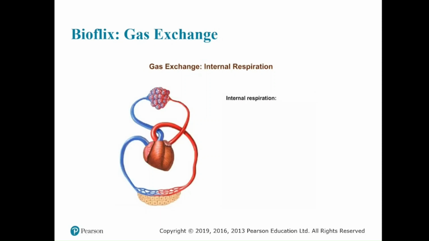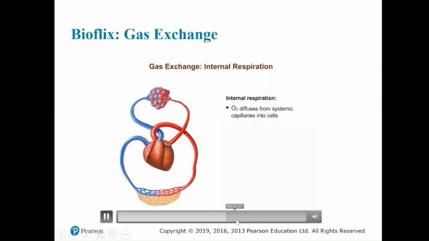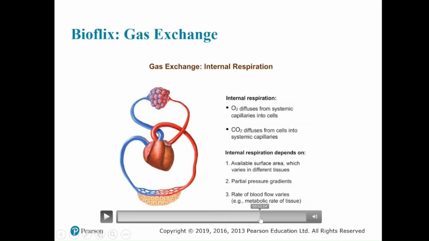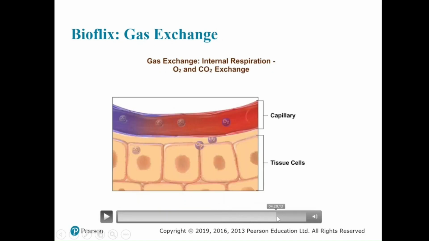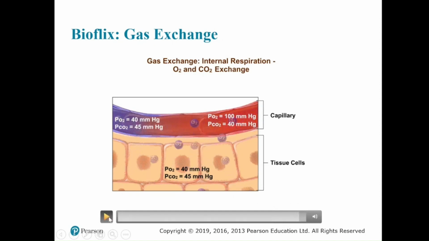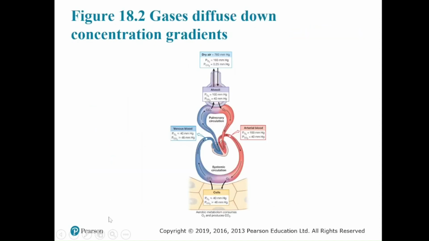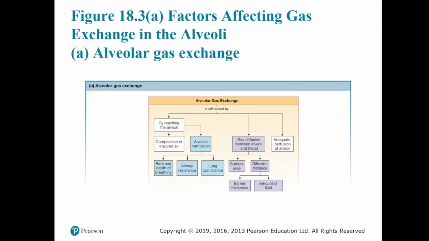During internal respiration, oxygen diffuses from the systemic capillaries into the tissues. Entering the systemic capillaries is lower mercury and the PCO2.